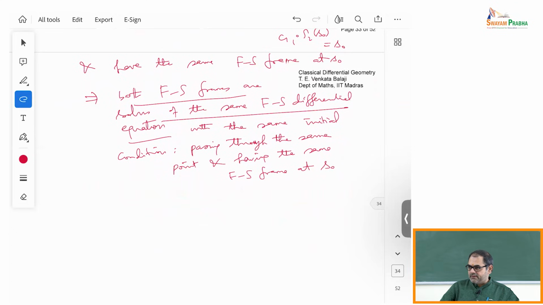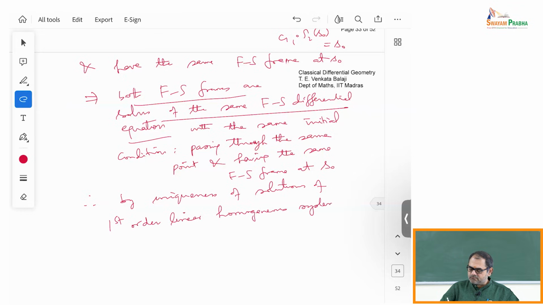Okay, therefore by uniqueness of solutions of first order linear, if you want homogeneous, systems of ODE with initial condition, they are the same.